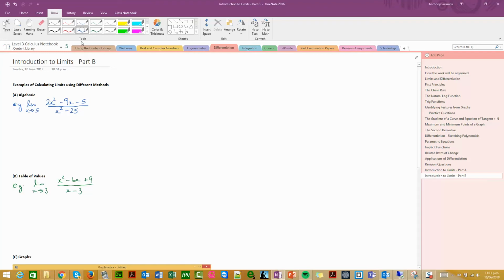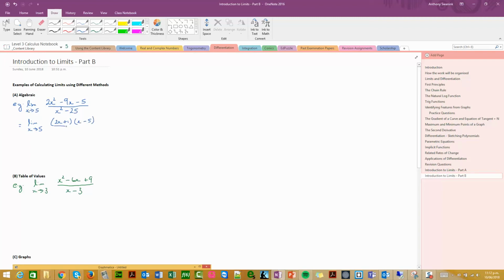So one thing you could do is graph this and have a look at the limit using a graphical approach. But in some circumstances like this one, you can simplify what you're given algebraically, and quite often the simplification will involve factorization and cancelling of common factors. So this top quadratic can be factorized into 2x plus 1 and x minus 5.